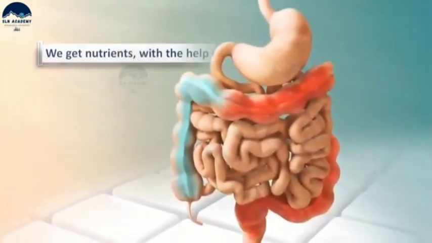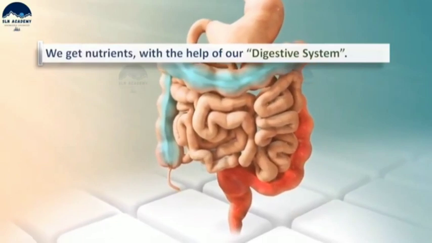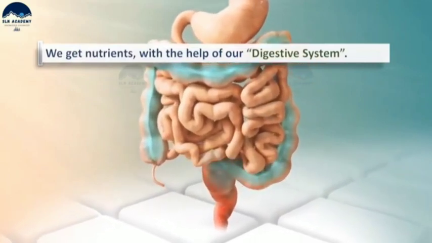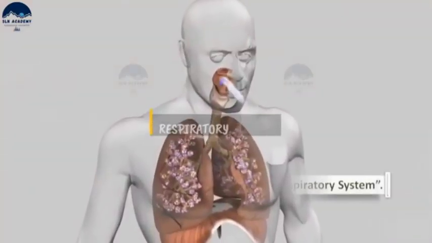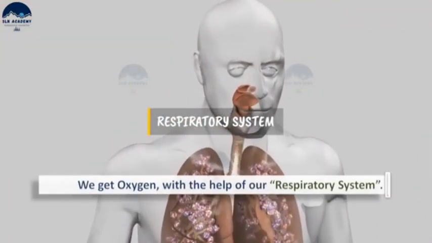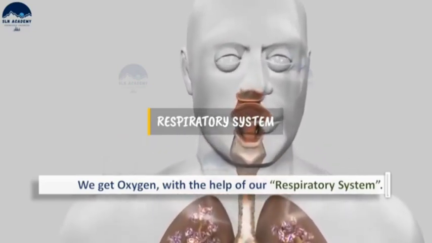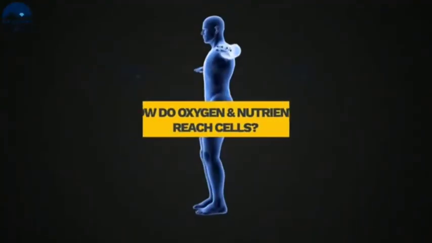We get nutrients such as proteins, fats, carbohydrates, vitamins and minerals from the food that we eat with the help of digestive system. We get oxygen with the help of respiratory system. Now, the blood is full of oxygen and nutrients.